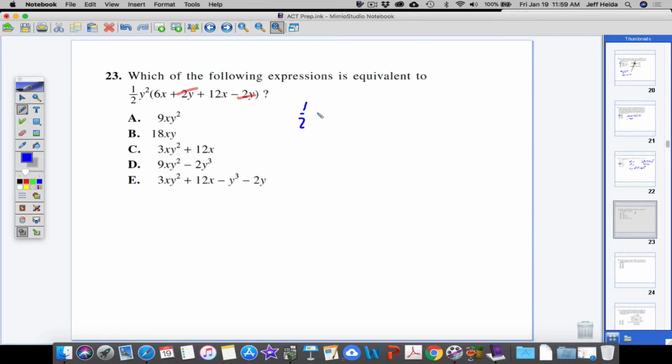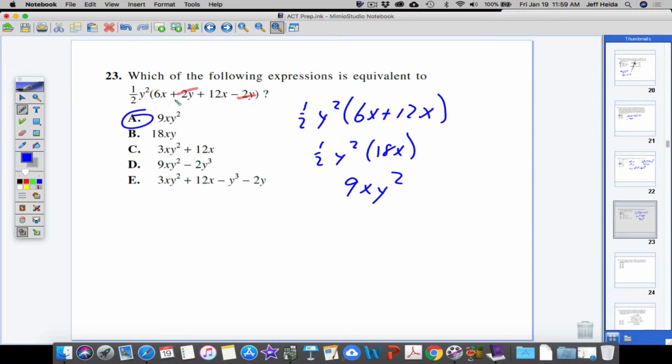So it's 1/2 y squared times 6x plus 12x, because the 2y minus 2y disappears. 1/2 y squared times 6x plus 12x is 18x. 1/2 of 18 is 9, so it's 9xy squared, which is A.